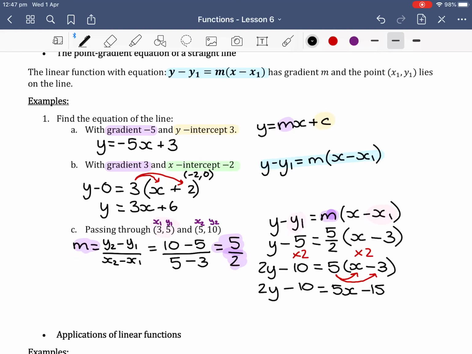And then because I don't have something in y equals form, I'm going to write it in general form, which is ax plus by plus c. So I'm going to move everything to the right-hand side of my equation, meaning I'm going to subtract 2y from both sides and plus 10 to both sides of my equation so that my 5x is positive. So my equation will now be 5x minus 2y minus 5 equals 0. And that is the equation of the line that passes through the points (3, 5) and (5, 10).